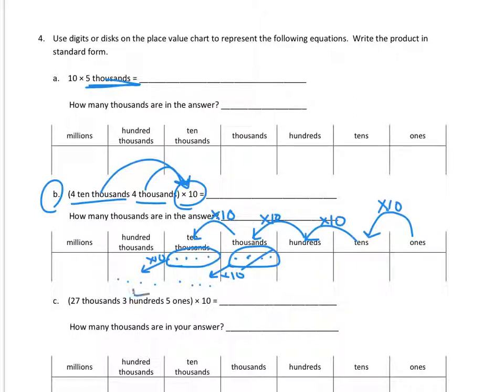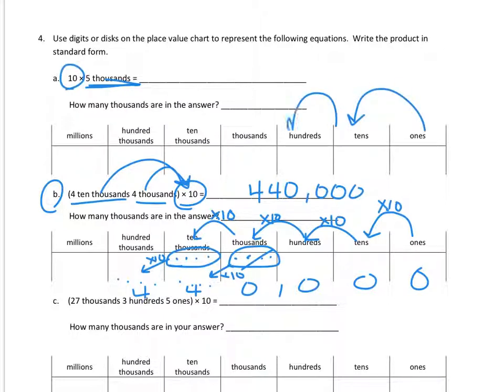So here I have 4 100,000s, 4 10,000s, no thousands, no hundreds, no tens. So my value becomes 440,000. So anytime students are multiplying by 10, the idea is that they understand that becomes 1 place greater in value.